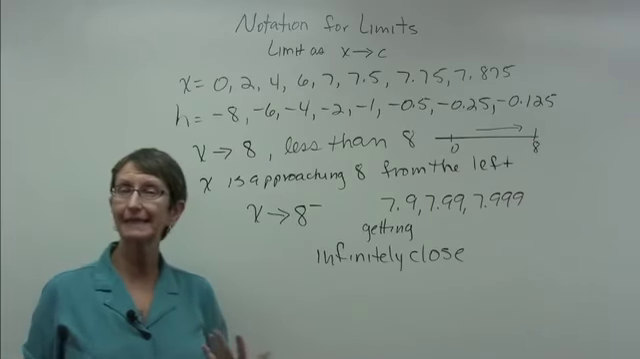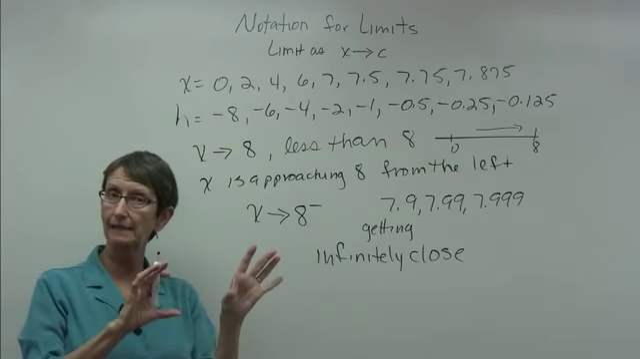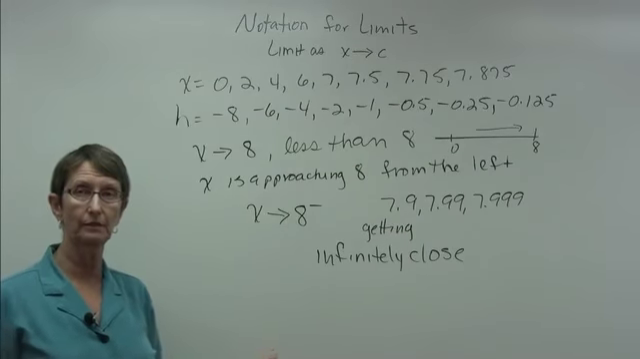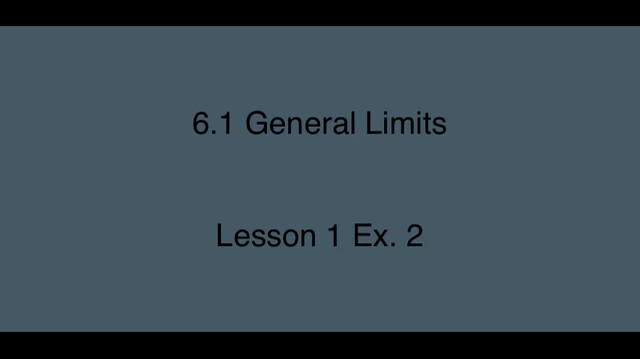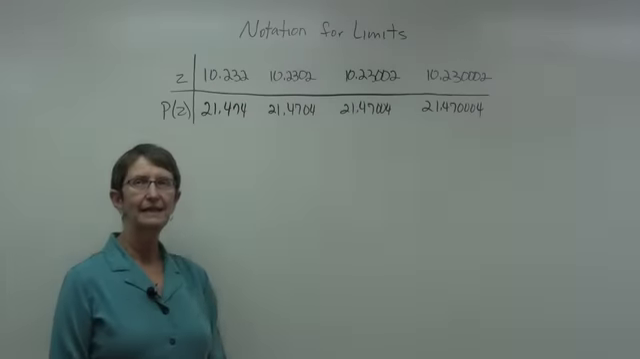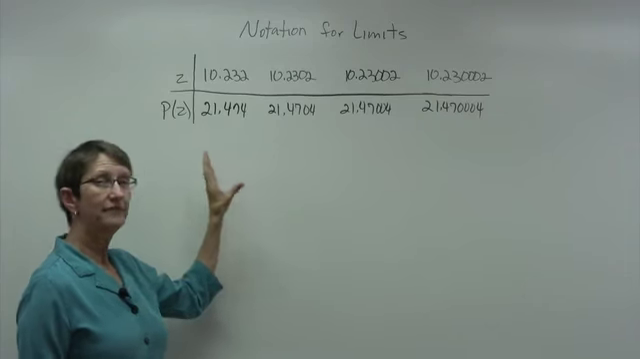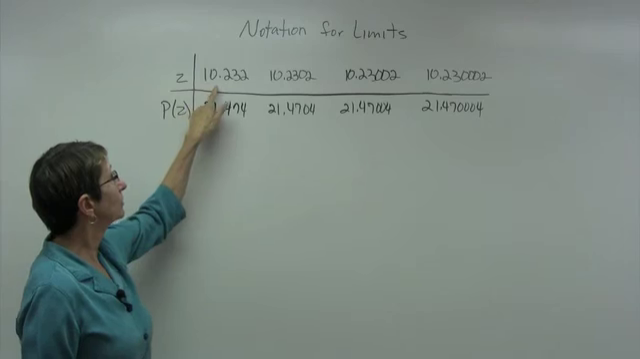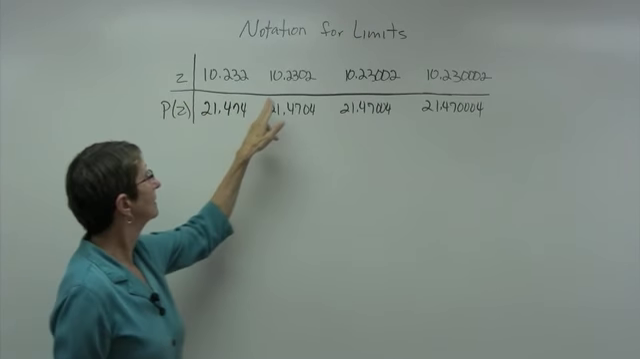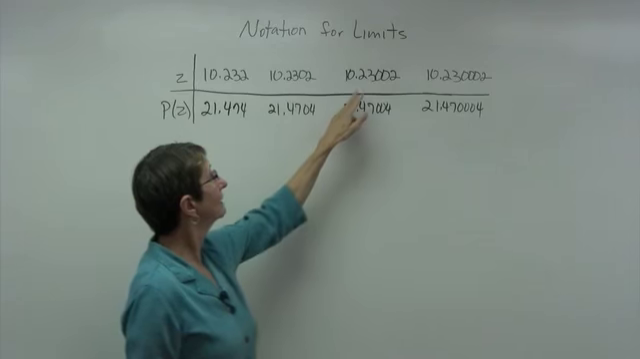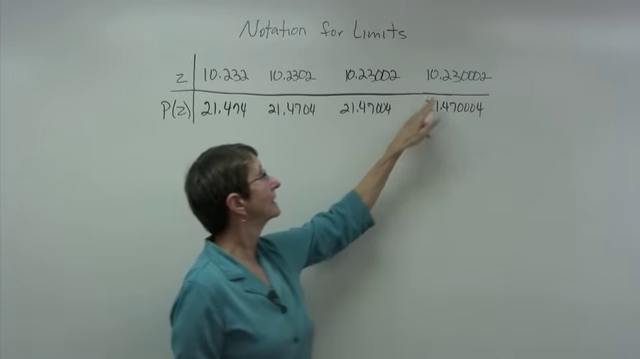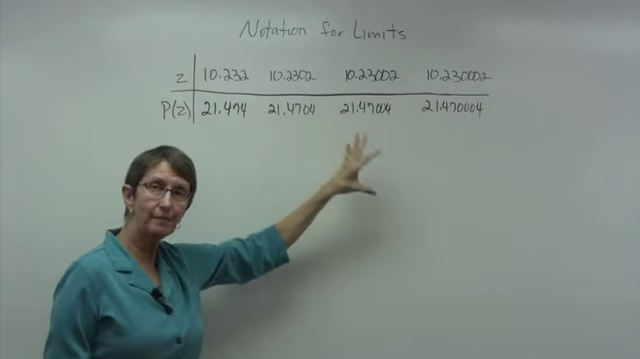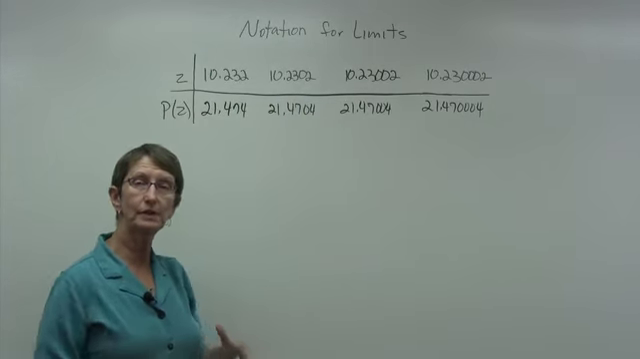So now let's stop and look at an example, a data table with x's and y's, and we'll see if we can determine what x is approaching and then also what y is approaching. So here we have a table of function values of the function based on z. We have z equal to 10.232, 10.23002, and we want to try to put this table information in limit form using the limit notation.